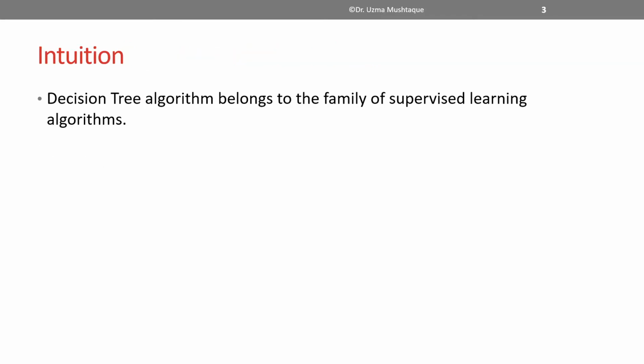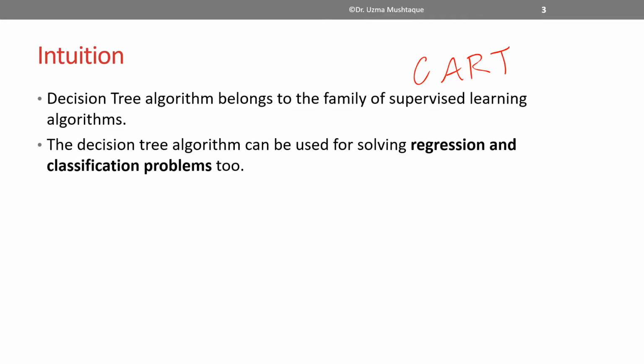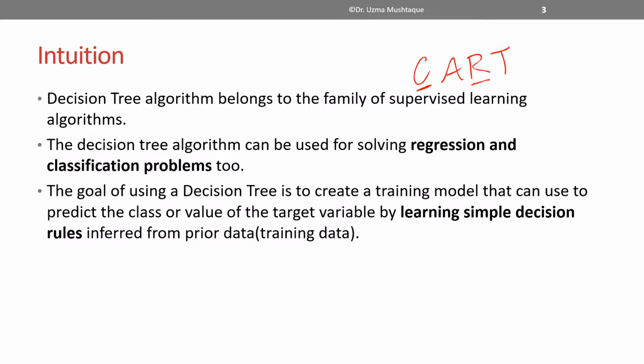So what are decision trees? The decision tree algorithm belongs to the family of supervised learning algorithms, and in specific, I would say it belongs to CART. You might have seen that term before. That stands for classification and regression trees. The decision tree algorithm can be very useful, as we said, for classification and regression problems both. So it can be applied to both.